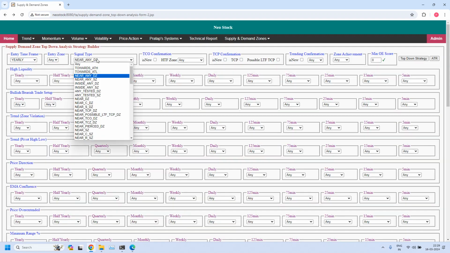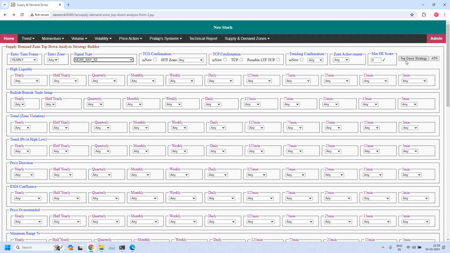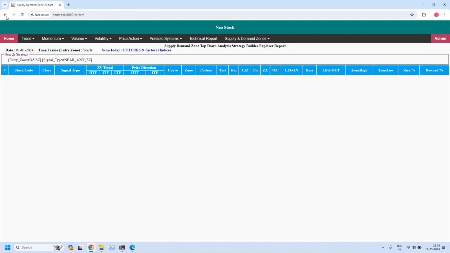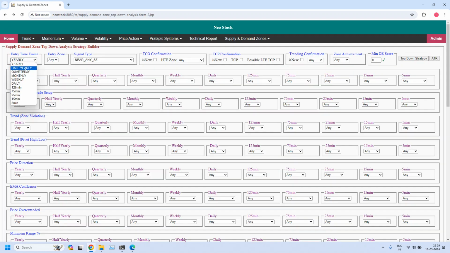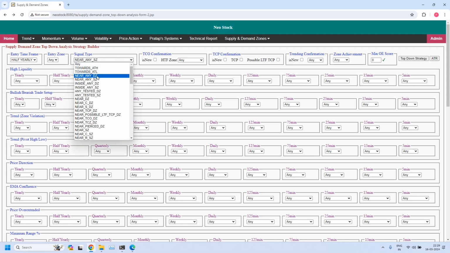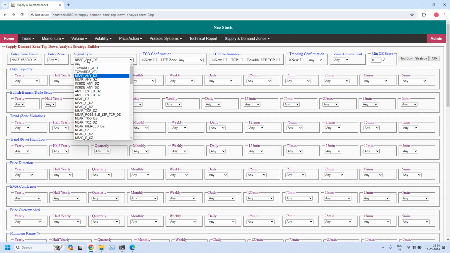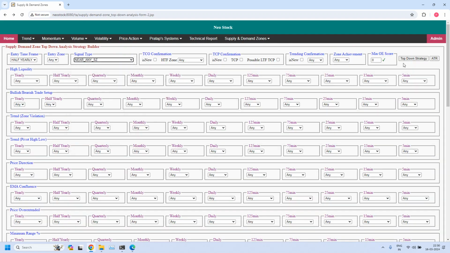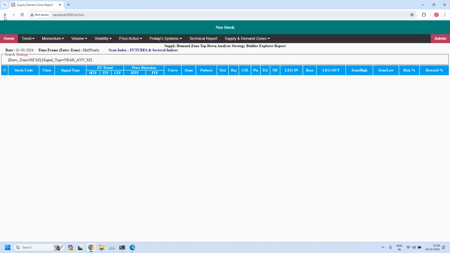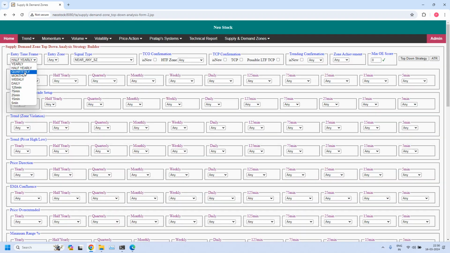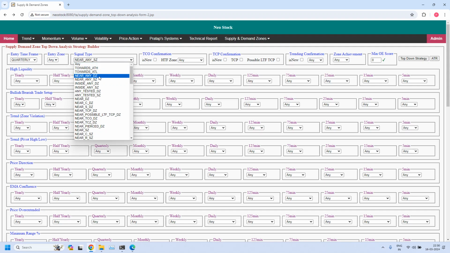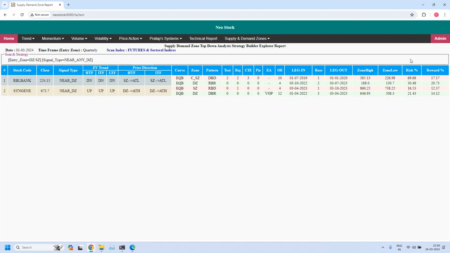For the yearly time frame, let us find the stocks near the yearly supply zone. No stocks are identified. Now let us change the time frame to half yearly. Near the half yearly demand zone, currently no stocks are available. Near the half yearly supply zone, no stocks. Now let us change the time frame to quarterly and find the stocks near the quarterly demand zone. So these two stocks are filtered which are near the quarterly demand zone.